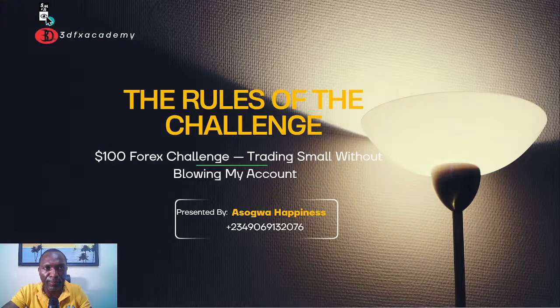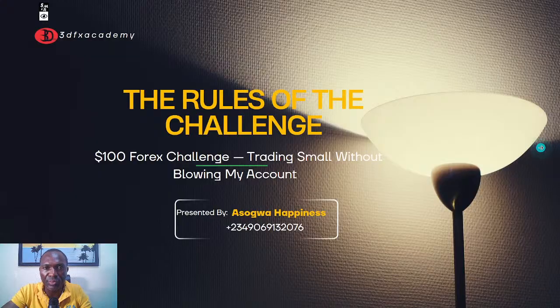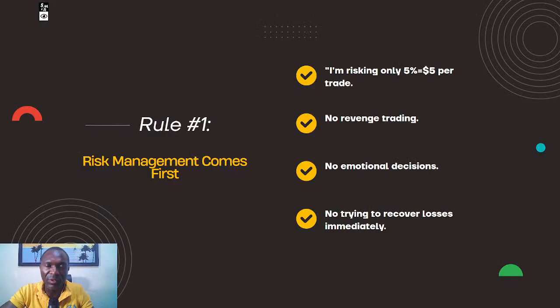Rule 1, risk management comes first. The essence of trading is for us to make money. That's why we are trading. And because we don't have much capital to start with, we are starting with a minimum of $100. So the minimum risk we are going to give to this account is 5%. Now if you calculate 5%, we will not risk more than $5 for a single trade.